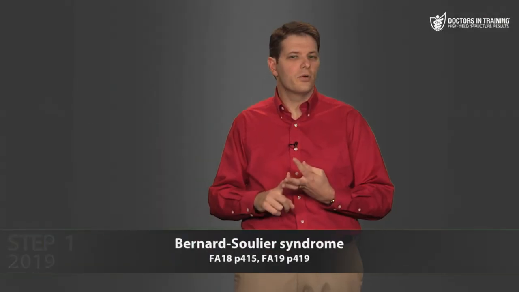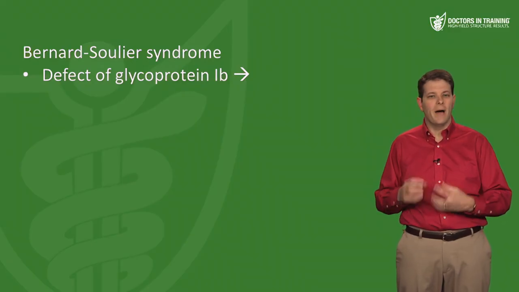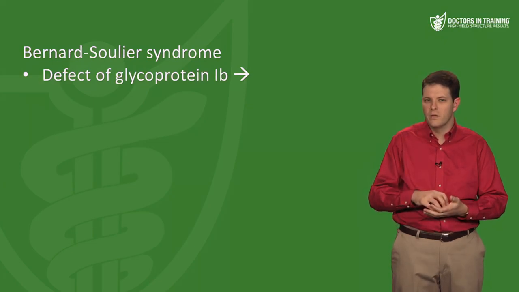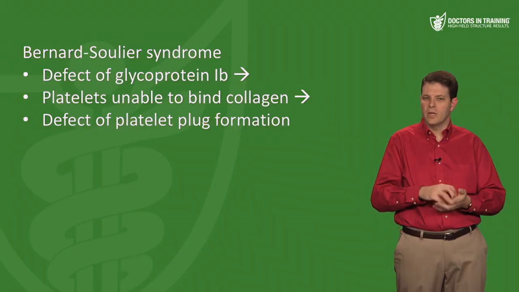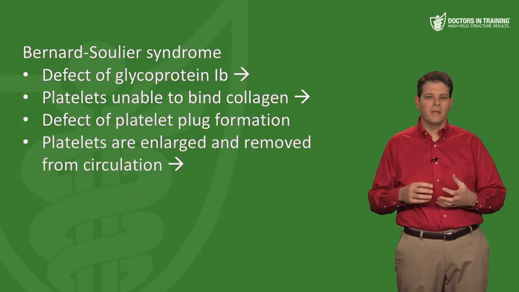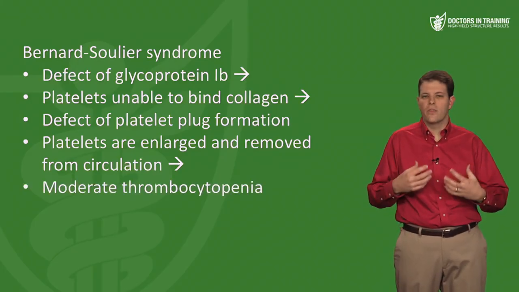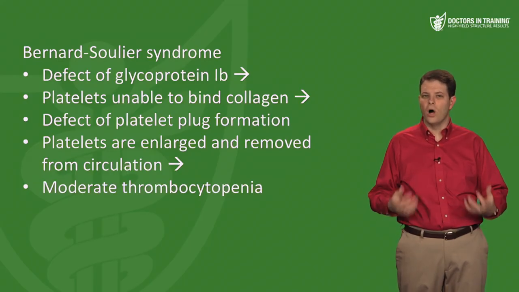Our third platelet disorder to discuss is Bernard-Soulier syndrome. Now this one is very rare. About 1 in a million people have it. It's caused by a defect of glycoprotein 1b, which you remember is what binds the platelet to the von Willebrand factor and to the subendothelial collagen. So the platelet can't bind to collagen, there's going to be a defect of platelet plug formation. Now these platelets are also enlarged and they get taken out of circulation, so there's a moderate thrombocytopenia. So the platelet count is decreased and the bleeding time is prolonged.